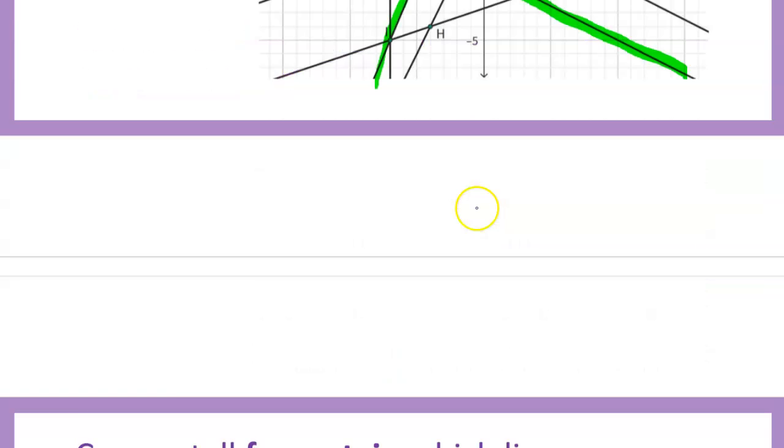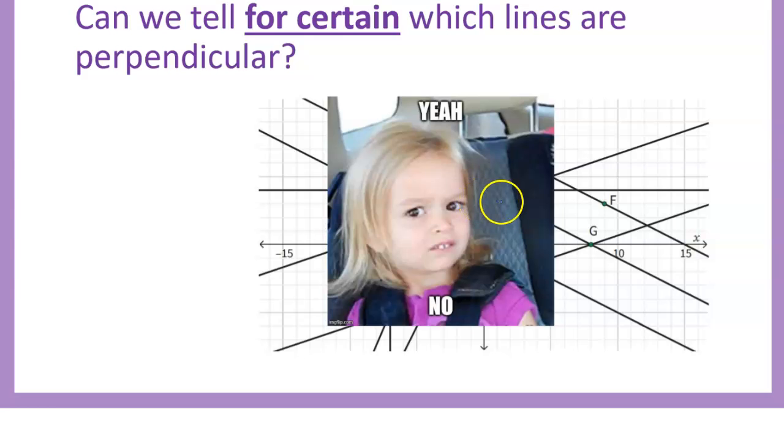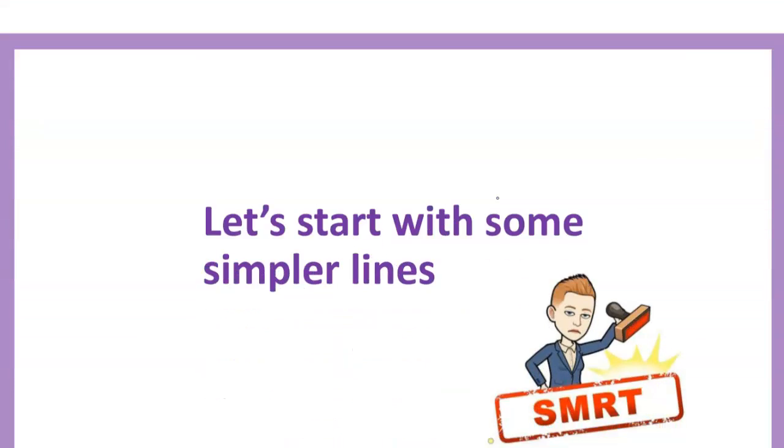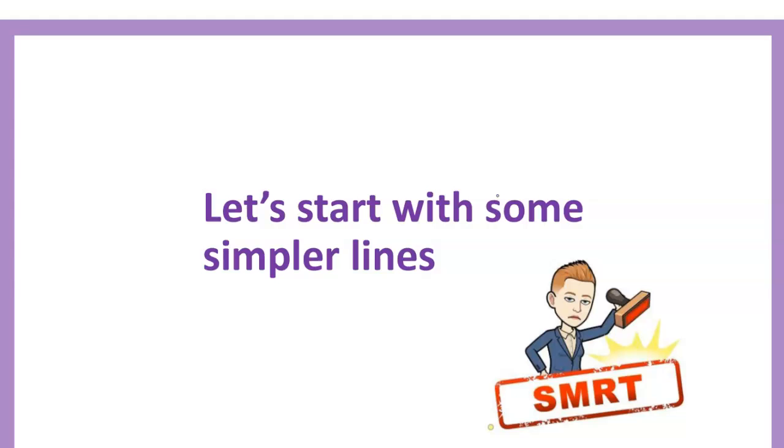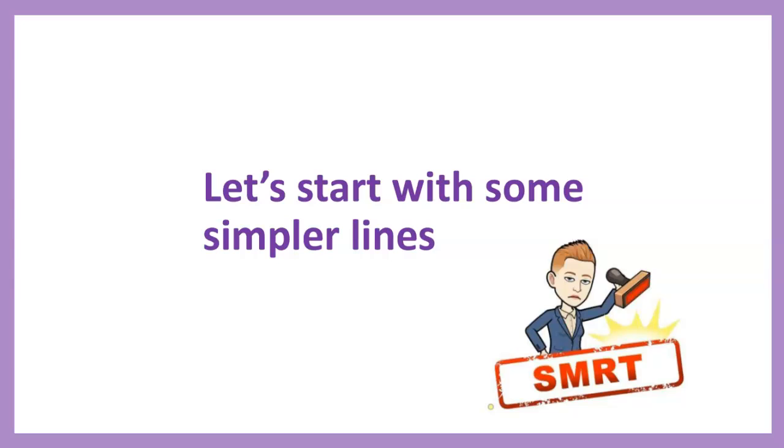So we actually don't know yet. We don't know for certain which of these lines are perpendicular. We're going to try to figure that out today. We're going to figure out a sort of reliable way to make perpendicular lines. So a good way to do this in geometry is we're going to start out with some simpler lines or a simpler diagram that demonstrates a concept that will be useful to us.